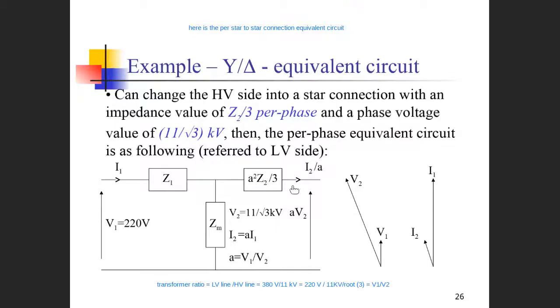Okay. So first, making the secondary a star connection, taking the one phase values, drawing in the circuit. Secondly, making the impedance values up by a squared, that refers to the lower side. So the current is lower by a transformation ratio A, and the voltage is up by transformation ratio A. Okay, so that they are equivalent to each other. So here is the per star phase mutual impedance, excitation branch impedance.